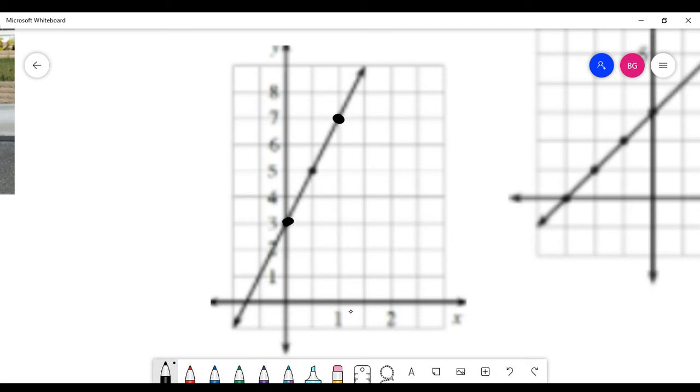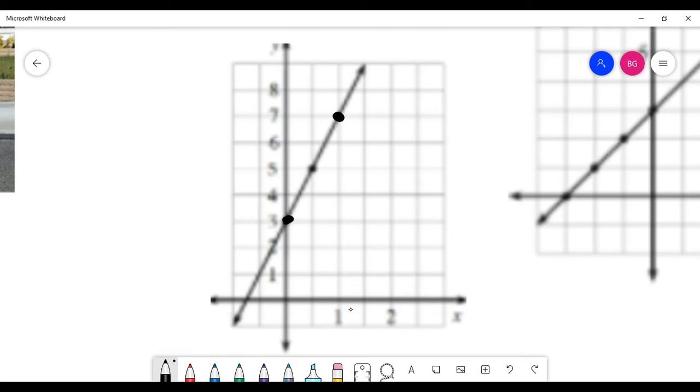So when I do this one here, what I'm going to do is make this thing called a triangle. And we call this the slope triangle.